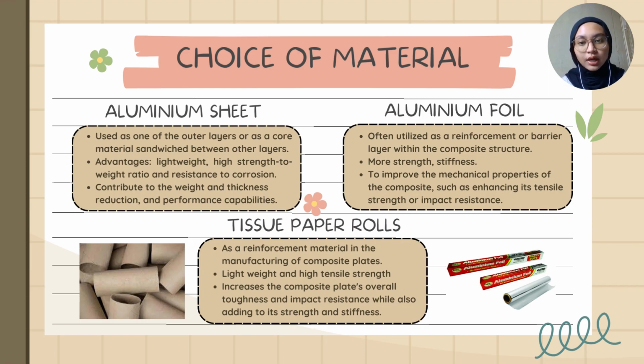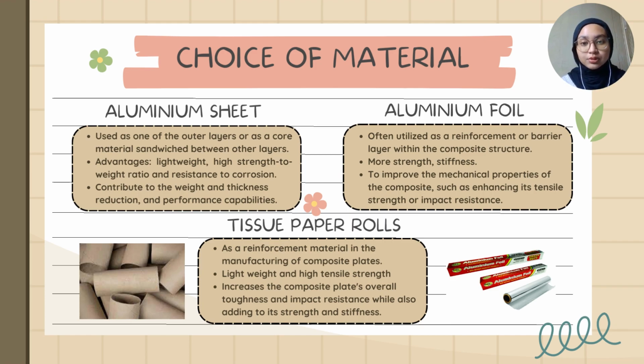Second is aluminium foil. Aluminium foil is often utilized as a reinforcement or barrier layer within the composite structure. It also gives the composite material more strength, stiffness, and other required attributes. Aluminium foil improves the mechanical properties of the composite, such as enhancing its tensile strength or impact resistance.